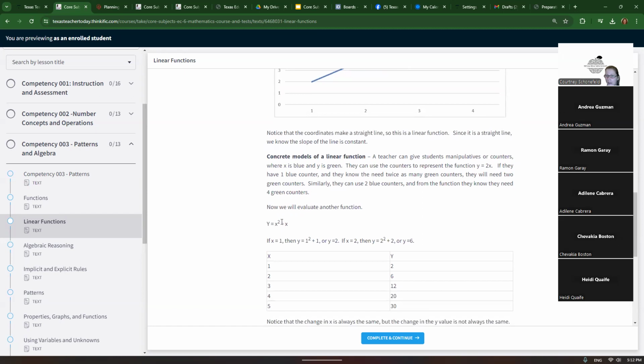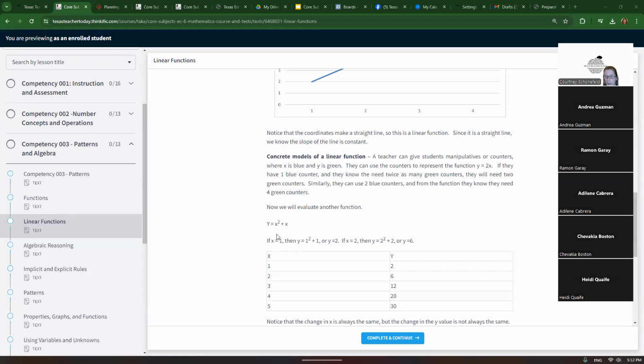Next, we'll evaluate another function. Y equals x squared plus x. So what do we already know about this? Did we know if it's linear or not linear? It's not linear, right? Because it has an exponent. That little number up there is called an exponent. So it's not linear. It can't be, right?